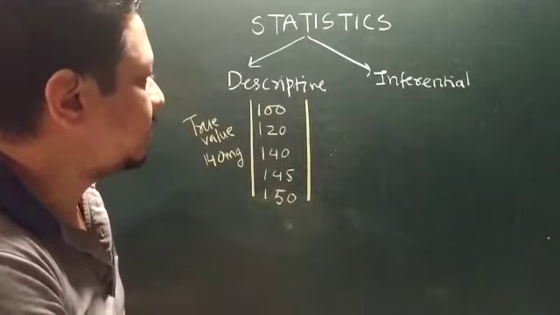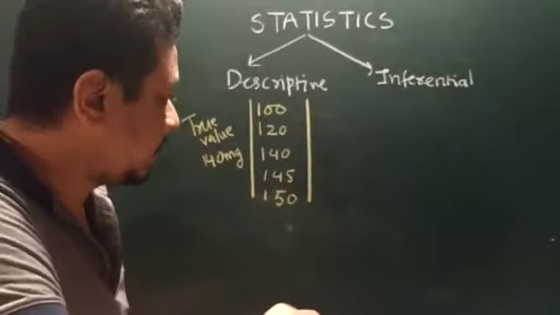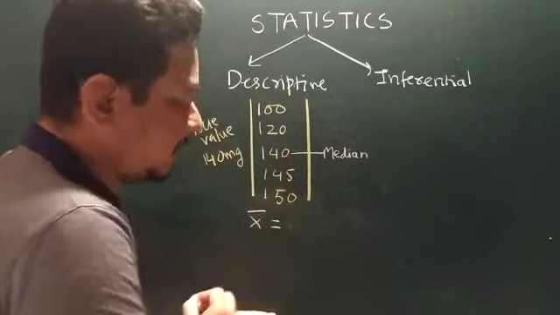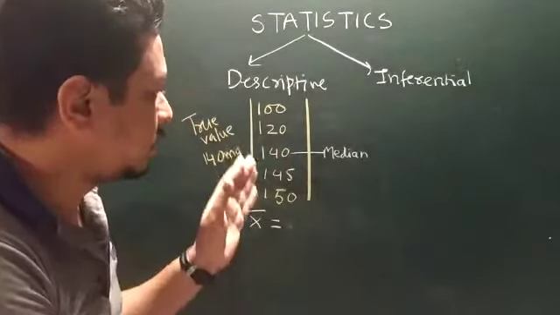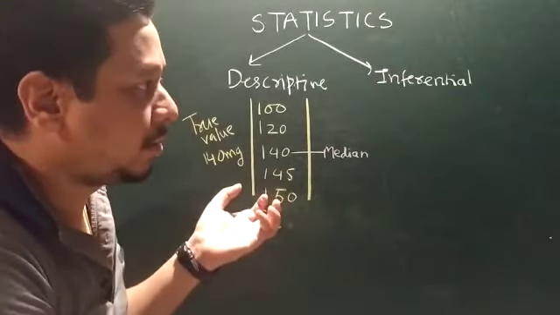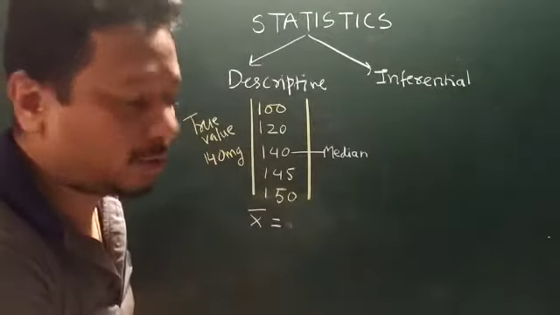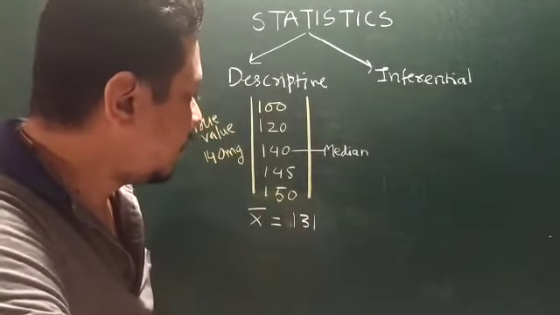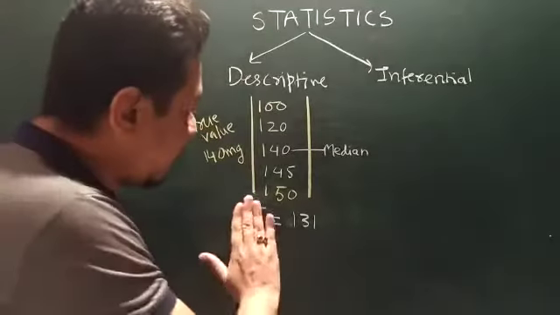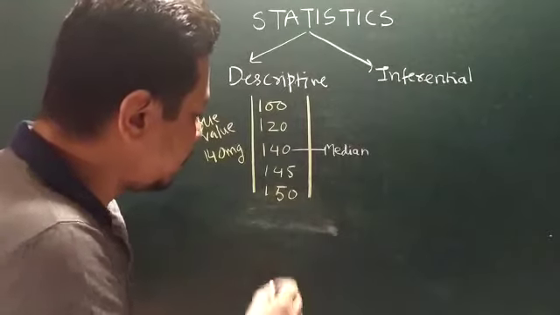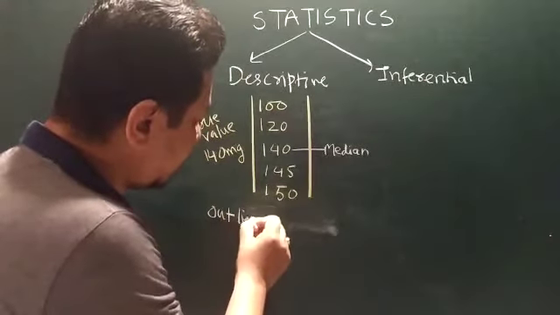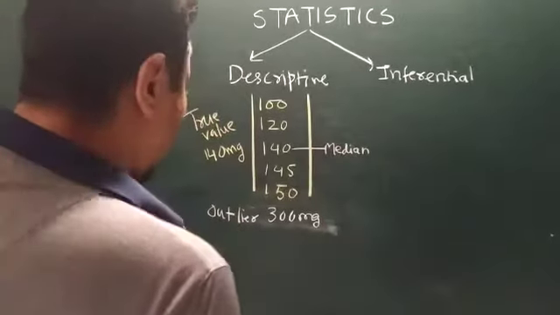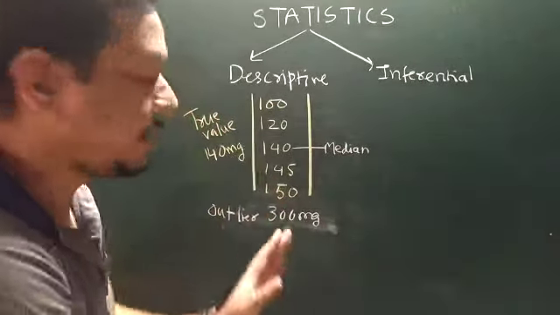In descriptive statistics we have calculated the median value, then the mean value, and the mode value. Of course, there is no specific mode over here because there is no repetition of values. But we have seen 131 as the average score. Now what happens if we get one value which is known as an outlier, around 300 mg? This 300 mg tablet is an outlier because it is not coming anywhere near the range.